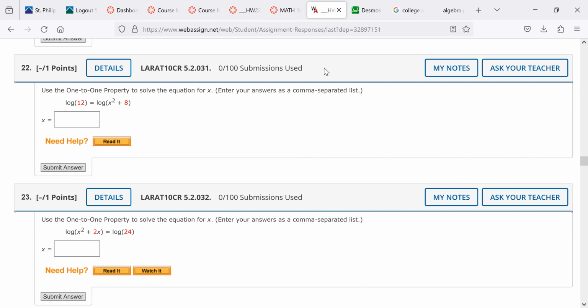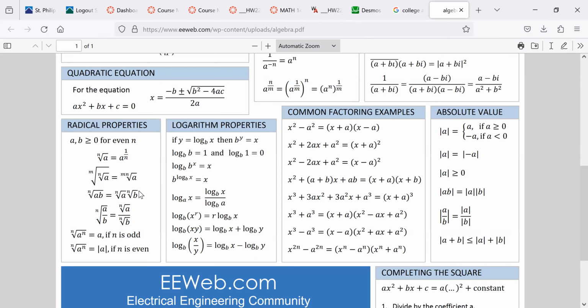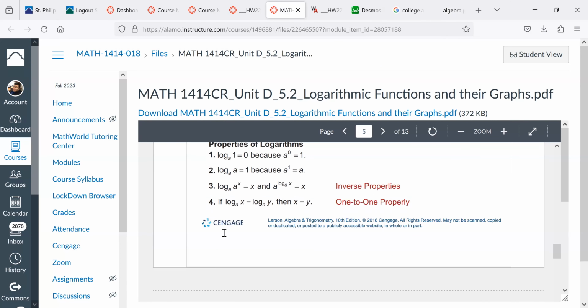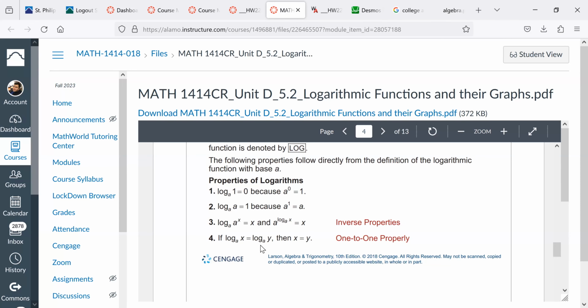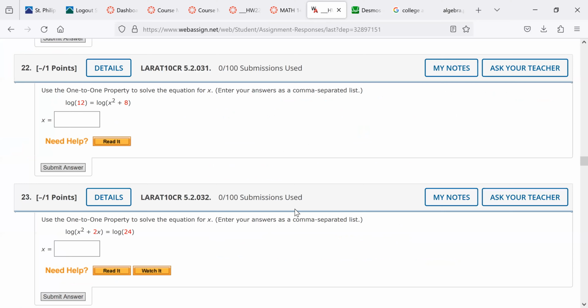For 22, what I want you to do is change these into a power. So the one-to-one property we wrote down earlier, we're going to use it in reverse to cancel the logs. And I don't want you to use this rule, because it's better to do it the way I'm going to do it right now. It's probably in the notes. See number 4. I don't want you to use 4. I prefer you do it this way. Let me show you. You can just remember this, it's better in the long run.